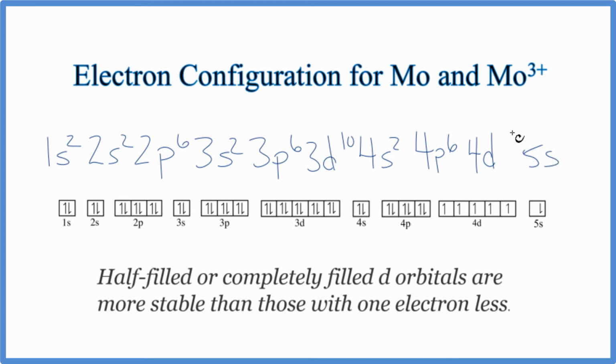So that's going to change our electron configuration up here. So now in the d we have 5, and then in the s we have 1 less. So we have the same total. We have 42, but they're arranged differently. And this is the electron configuration for Mo.